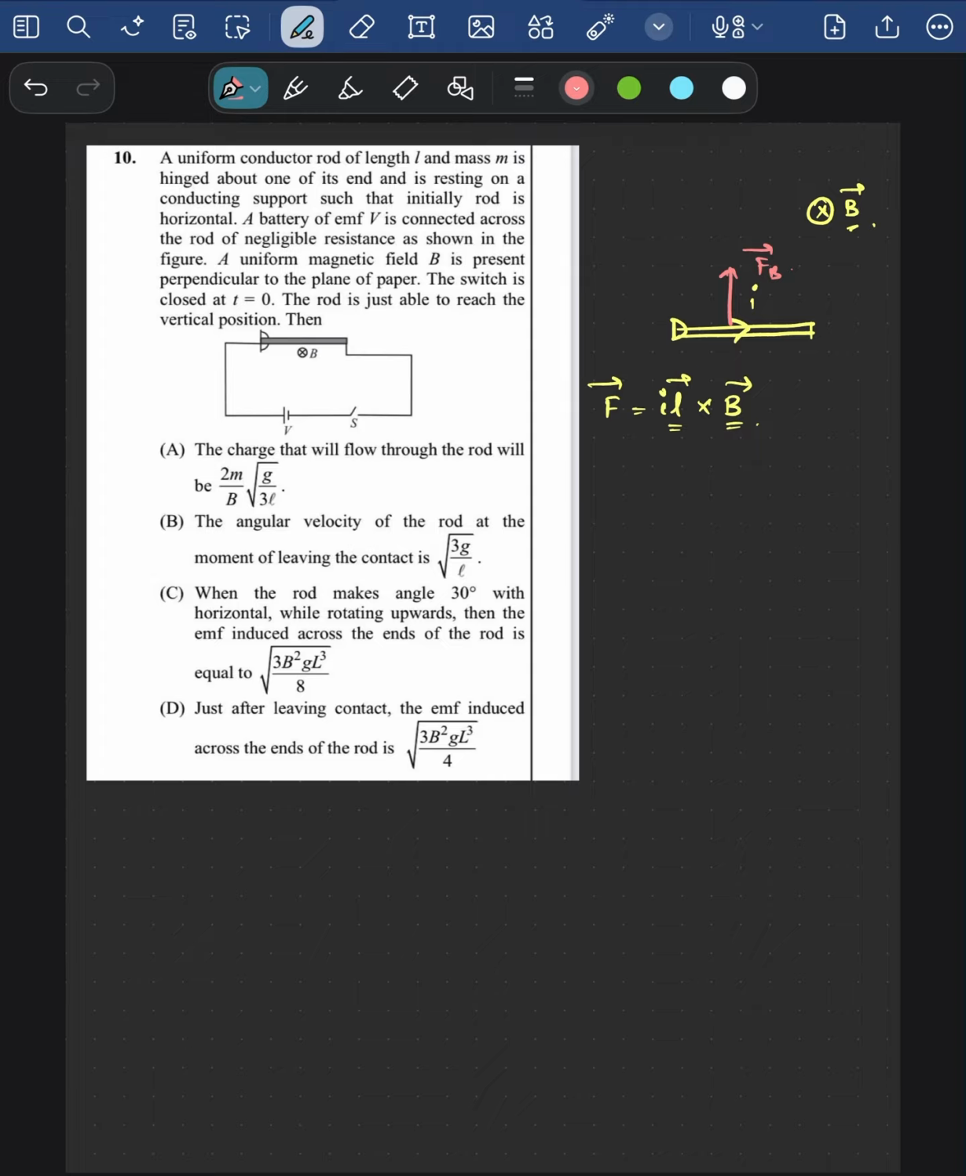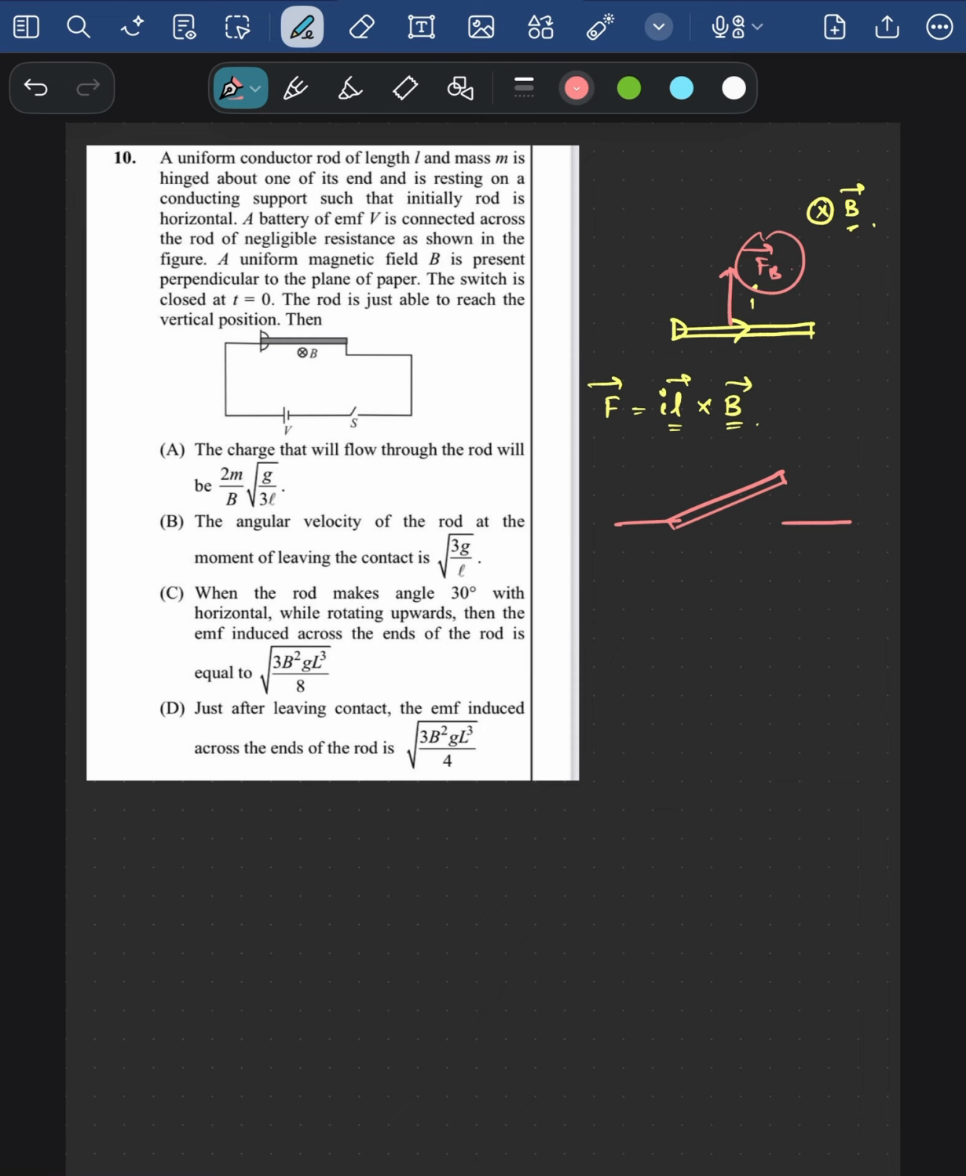But the thing to notice over here is once this rod gets lifted from that position, there'll be no more current passing through it because the contact is being broken over here. This rod is no longer in contact with your circuit. Your circuit will look like this right now. So that means there'll be no more current flowing through this. So this force will be acting for a short interval of time. This will be like an impulsive force over here.